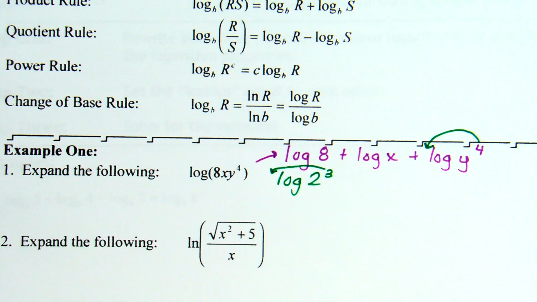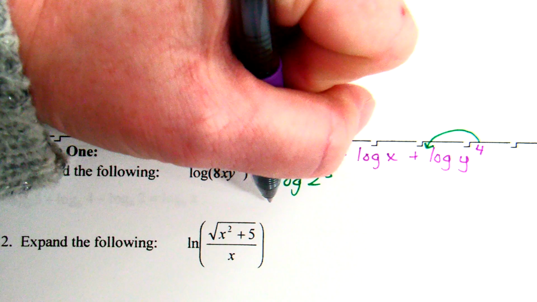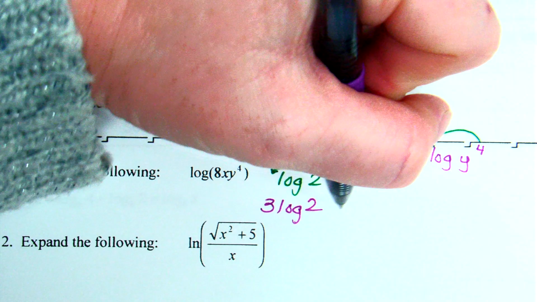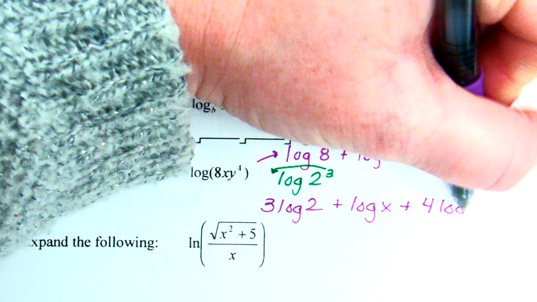And so there's actually 2 pieces we can use that power property on. So when you have just a whole number, you want to kind of be aware, is that something that is a power of something? 8 is a power of 2 because it's 2 to the third. So I'm going to write this as 3 times the log of 2 plus log of x plus 4 times the log of y.